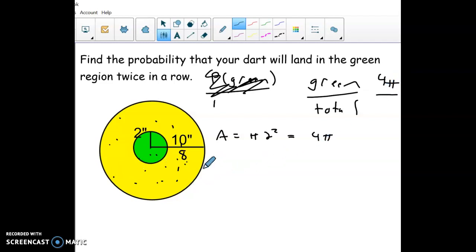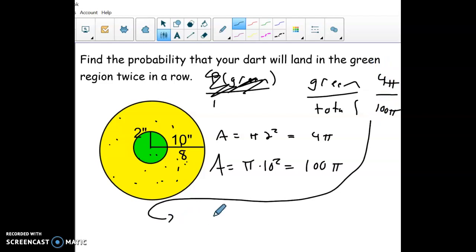And then the total area would be this whole thing. The whole thing has radius 10, so it would be pi times 10 squared, which is 100 pi. So the chance that I hit the green would be 4 pi green out of 100 pi total. If we simplify it, the pi's cancel, and we just have 4 out of 100, which is a nice percent, right?